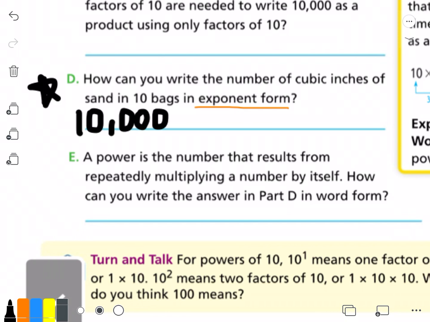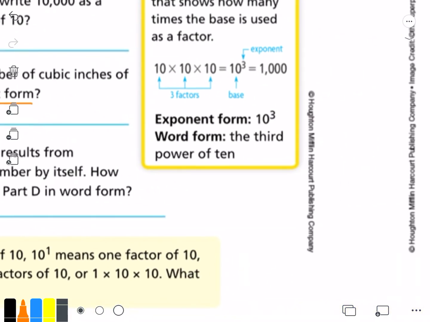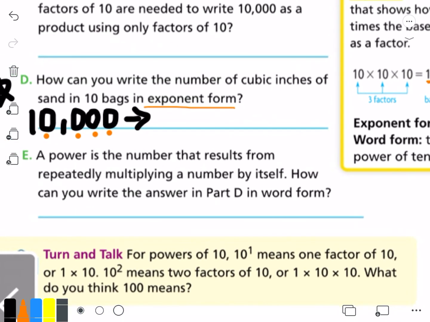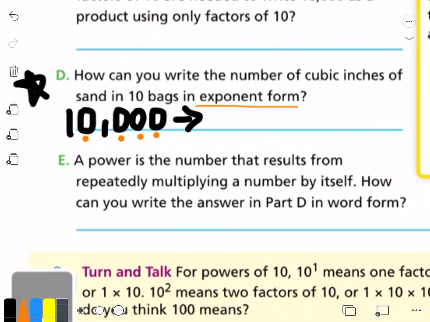How can you write that using exponents? Well, how many zeros do we have? 1, 2, 3, 4. So your exponent should be 4. What is your base? Base, that's the big number. Look right over here at base and exponent. Base. Oh, you guys are correct. The base should be 10.